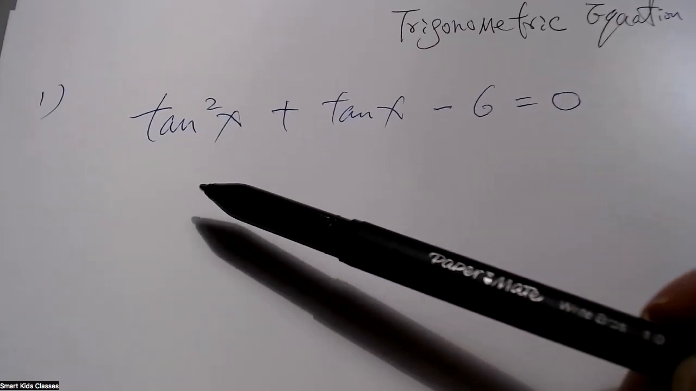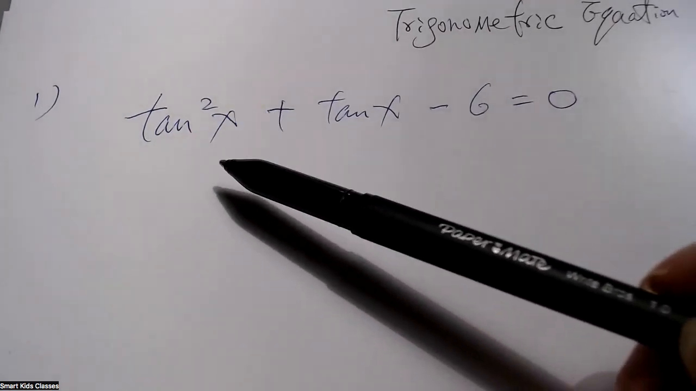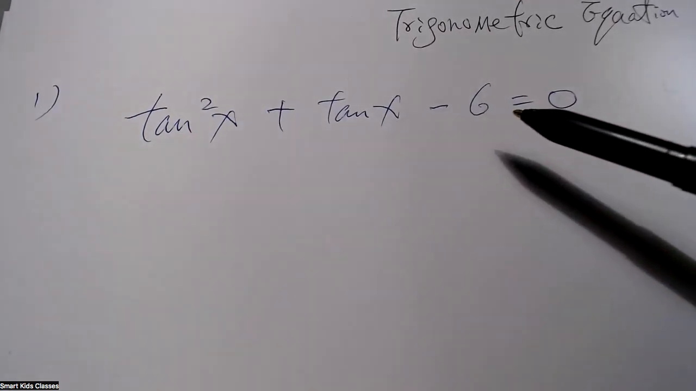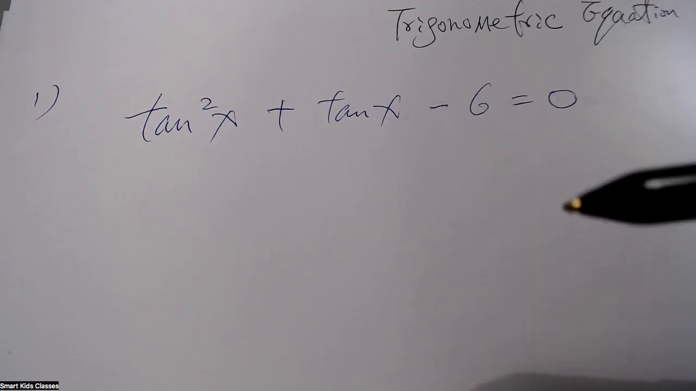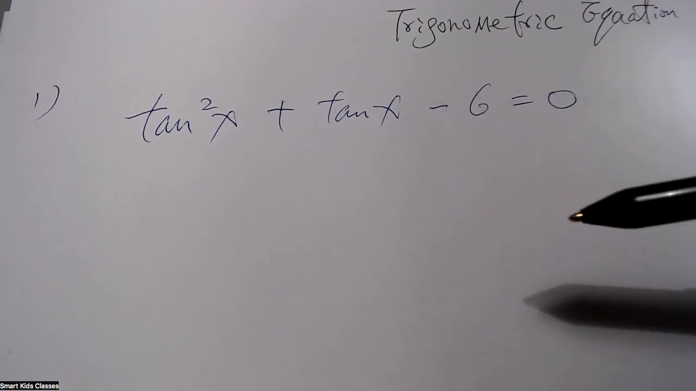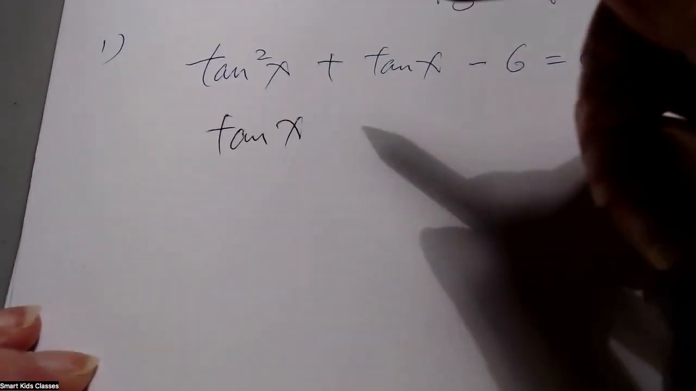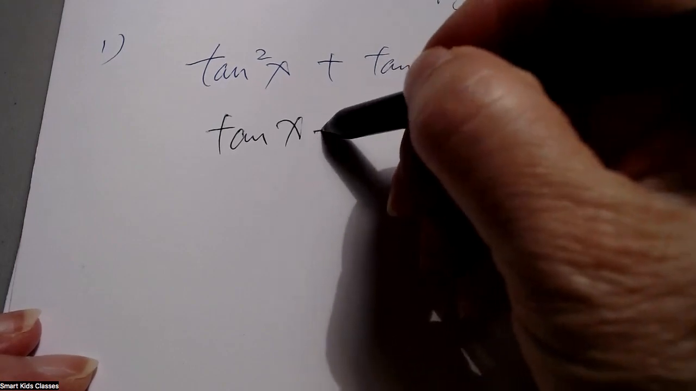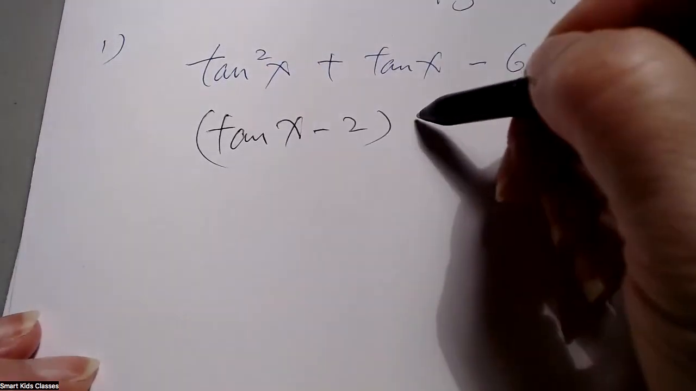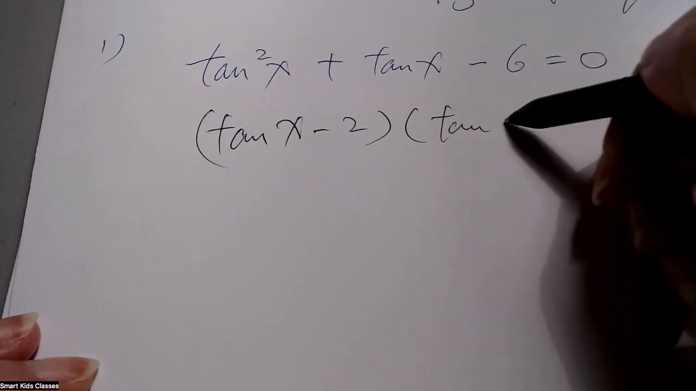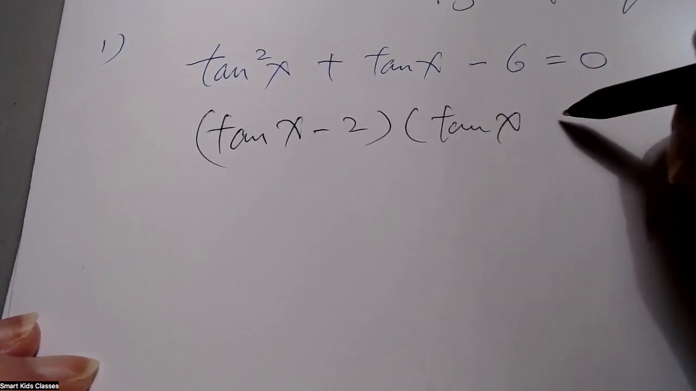The first question: 10 tan square x plus 10 tan x minus 6. So we're going to factor it as a quadratic equation. We factor it: (10 tan x minus 2) times (10 tan x plus 3).